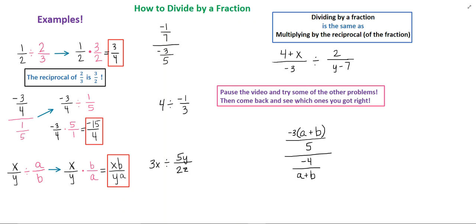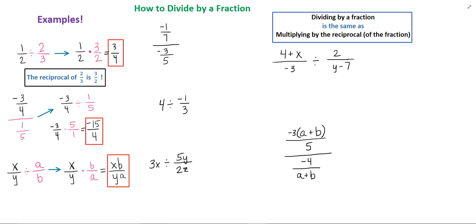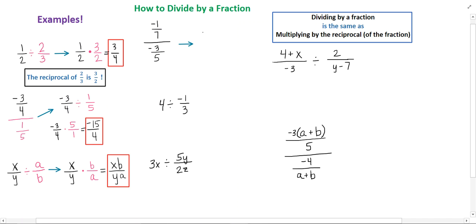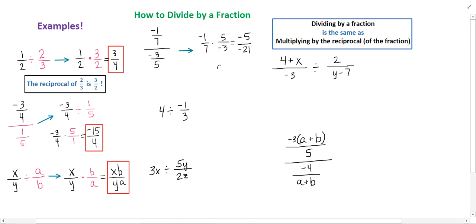If you think you're getting the hang of it, now's a good time to pause the video, try some of the other problems, and then come back and see which ones you got right. So let's look at the next problem. In this one, we're dividing by negative 3/5. So we're going to take negative 1 over 7 and multiply by the reciprocal, which is 5 over negative 3. And on the top, we're going to get negative 5, and on the bottom, negative 21. And since we have a negative over a negative, that becomes 5 over 21.